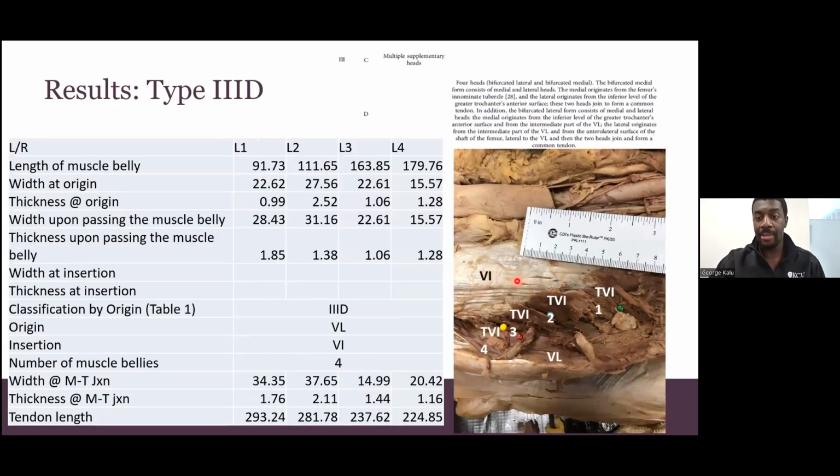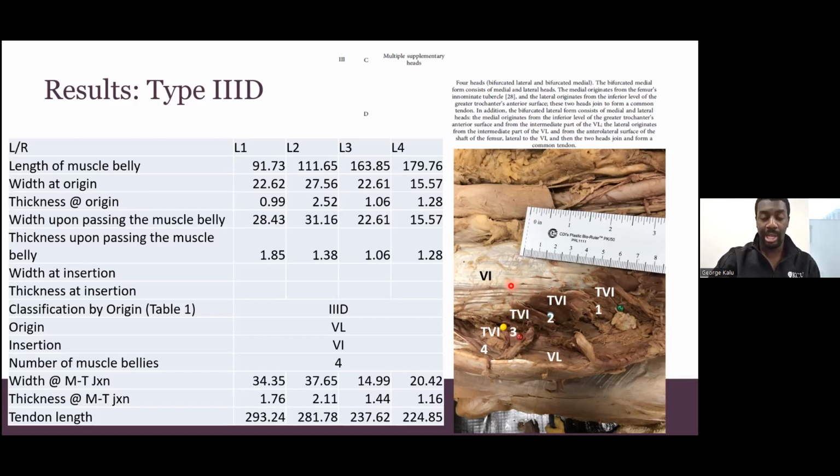And then the last one was our type 3D TVI. And this is where we had 4 different heads. And these 4 heads are a little different than the classification that Aluna came up with, because this one actually grew out of the vastus lateralis. And so I indicated the 4 heads with these pins here. The first head is marked here with the green pin. Then we see a break point, and then we see the second head over here. Then we see a break point and a third head over here with this red pin, and then a fourth head over here with this yellow pin. And these will all join with the tendon of the vastus intermedius.